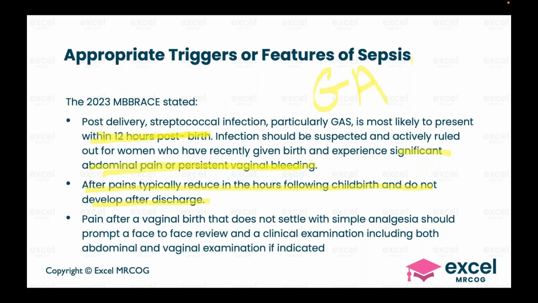Pain after a vaginal birth that does not settle with simple analgesia: all of these are buzzwords. For such women, you need to look at her abdomen and do a vaginal examination if indicated. If you think it is infection, please do a vaginal examination and collect the necessary bacteriological investigations, including a vaginal swab.